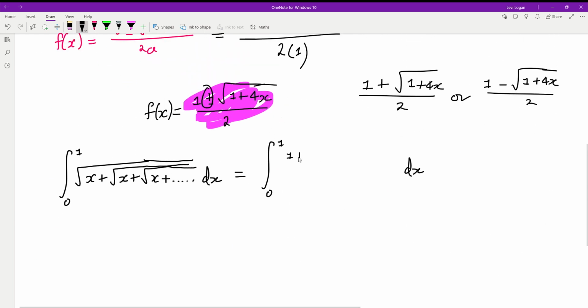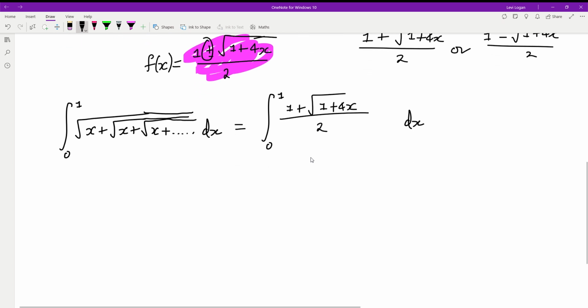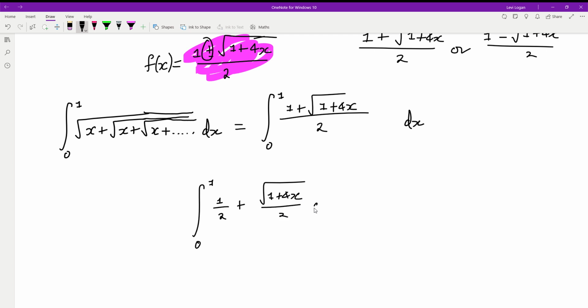So I'm just going to rewrite this first positive solution here, and then I'll show you how you can find the second one as well. Alright, so what we can do is break up this integral into parts pretty much. So we can distribute the 2 to the 1 in here, so we get something like this. 0 to 1 of a half plus 1 plus 4x on 2 dx.